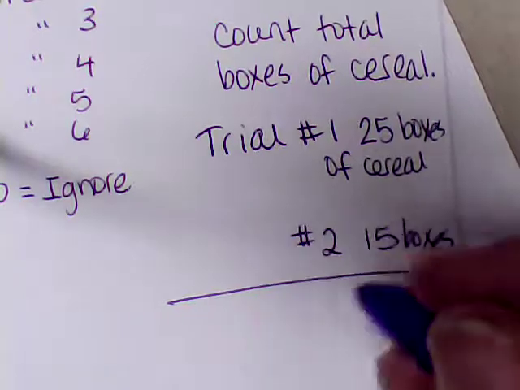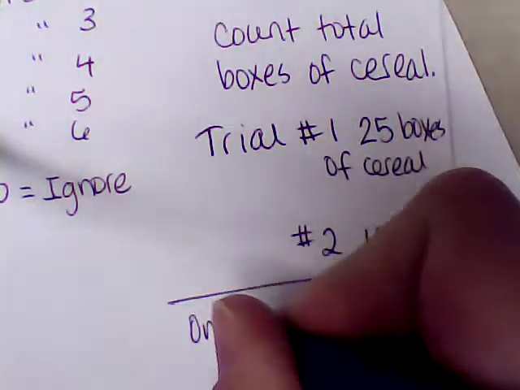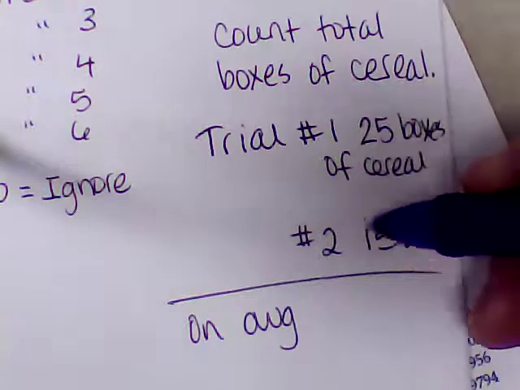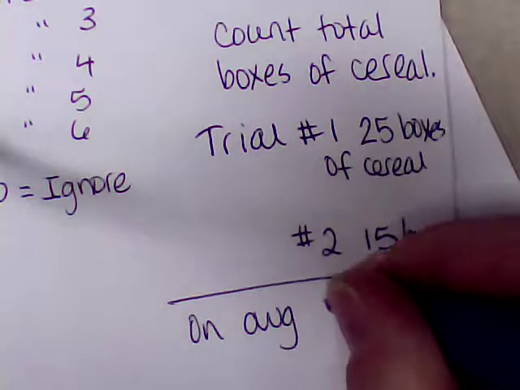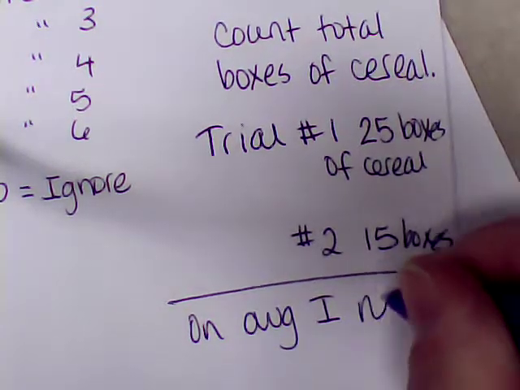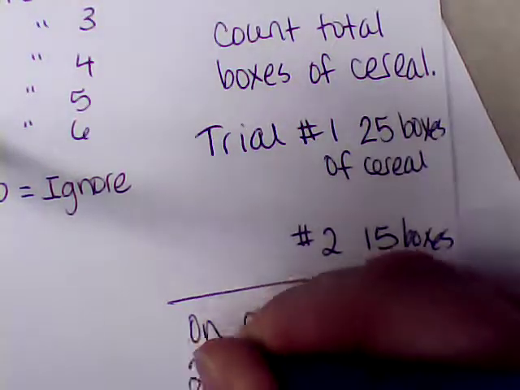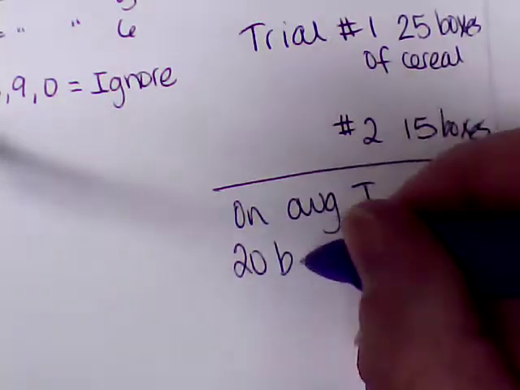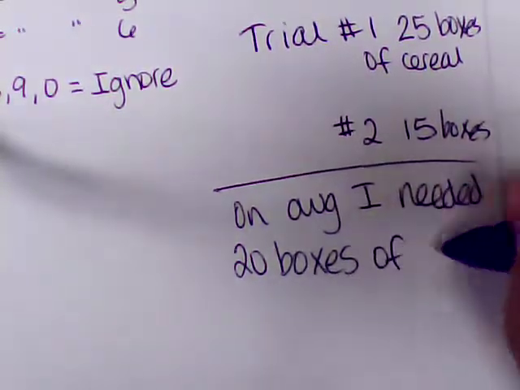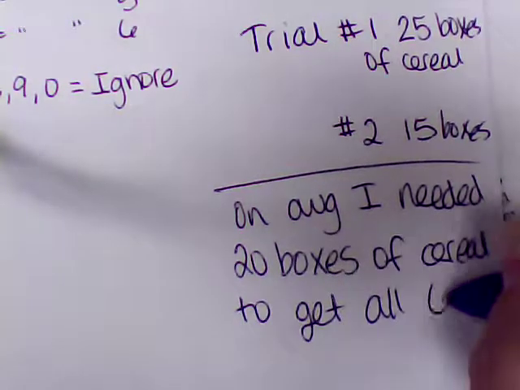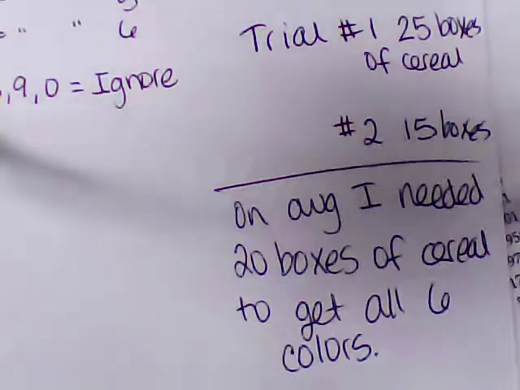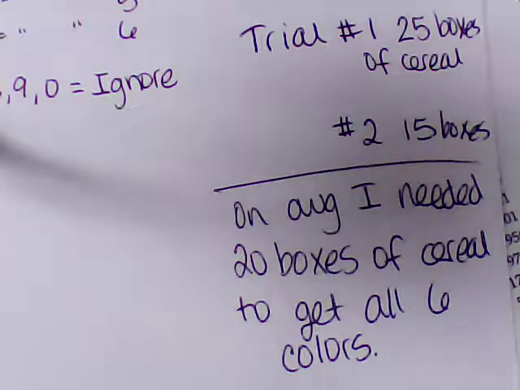So let's just take those two trials in the interest of time here. So on average, 20, 30, so 40 boxes divided by 2 trials. On average, I needed 20 boxes of cereal to get all 6 colors. All right, that is what we're going to be doing, this type of problem, modeling real objects, second part of chapter 11. Yay!